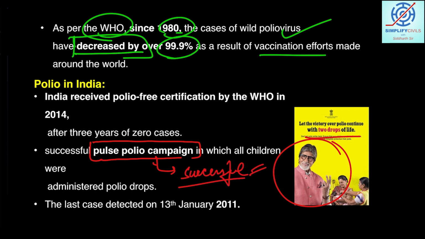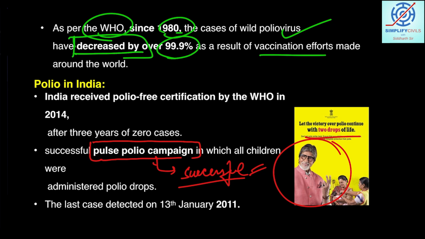Use these kinds of examples in your answer sheet: even if we are facing problems of other diseases, like the example of tuberculosis I just gave you, if we can eradicate polio completely using the Pulse Polio campaign as a successful campaign, we can use such a methodology for eradicating other kinds of diseases as well.